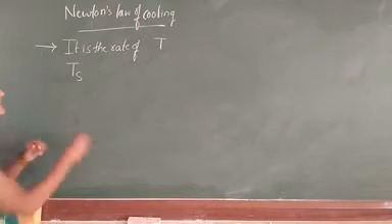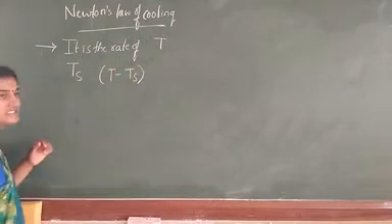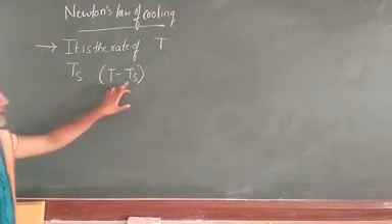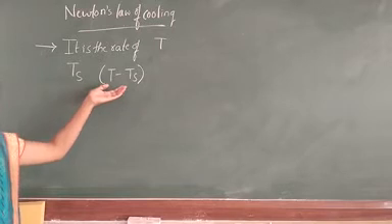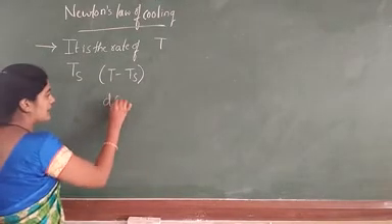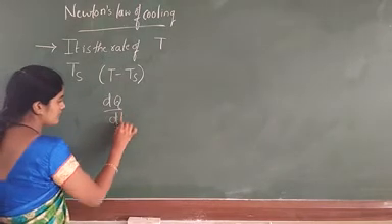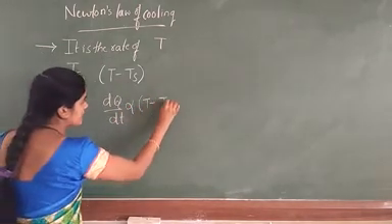By using this we write the difference: T minus Ts. One is your hot temperature and the other is your surrounding temperature. We have just taken the difference. Now by using this we write one equation: dq by dt is directly proportional to T minus Ts.